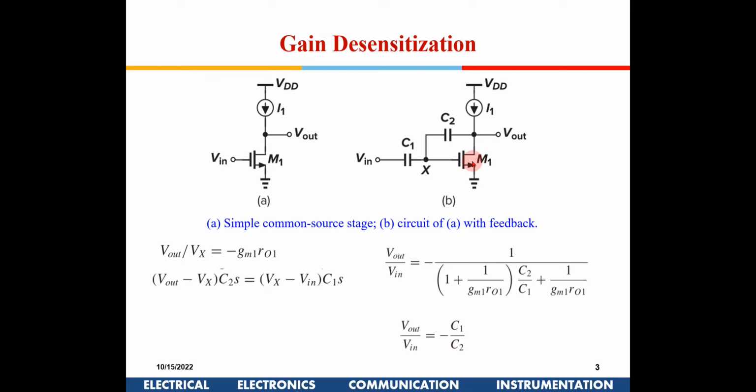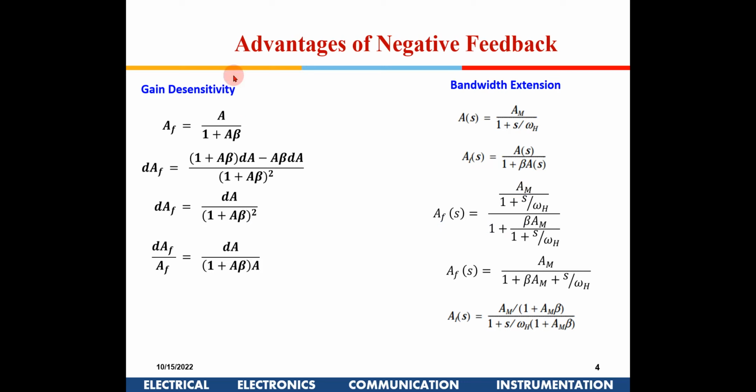See, for VDD variation also GM will change, because a small VDD variation will cause the operating point to shift. The current will change, so obviously GM will change, R0 will change. Similarly, process variation also. The tolerances will be much better in fabricating a capacitance than in a MOS transistor. So these are the reasons. Now let's talk about other advantages of negative feedback.